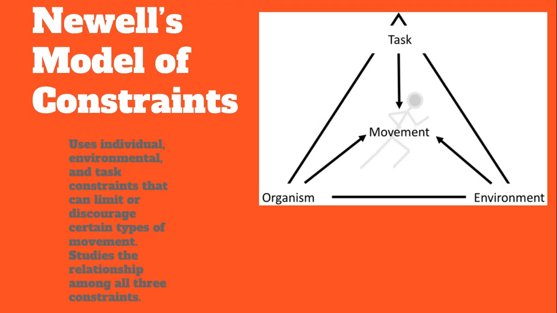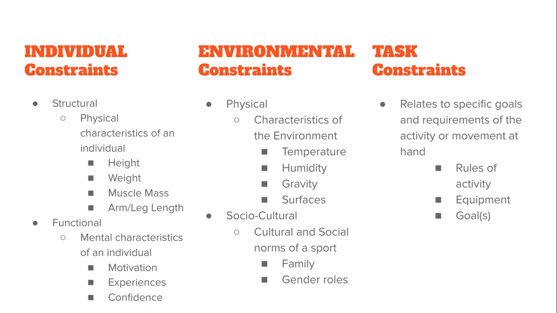So the Newell's model of constraints uses individual, environmental, and task constraints that limit or discourage certain types of movement, and the model itself studies the relationships among all three constraints. So here's it broken down a little bit more. Individual constraints have structural and functional.